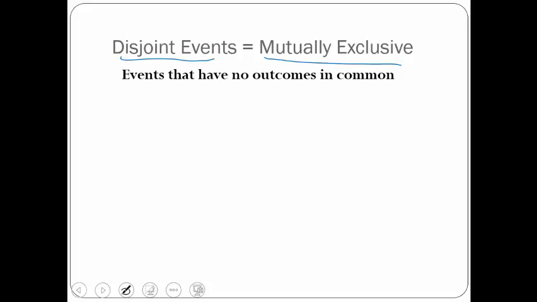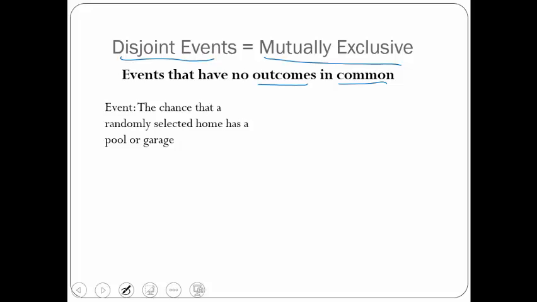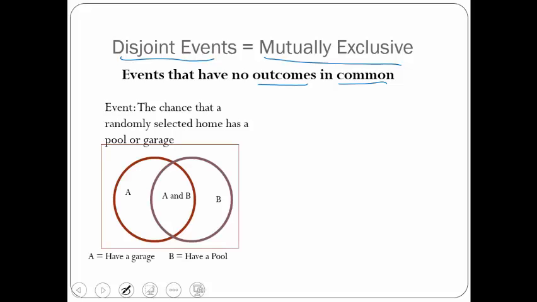Either way, it's events that have no outcomes in common. So how this works. Let's say that you're looking for a house. Some houses have garages, some have pools, some have both. So here's the idea. This is where they would have both, right? This would be only a garage on this side, and this would be houses with only a pool. Right? Some houses have a pool without a garage, some have a garage without a pool, some have both.